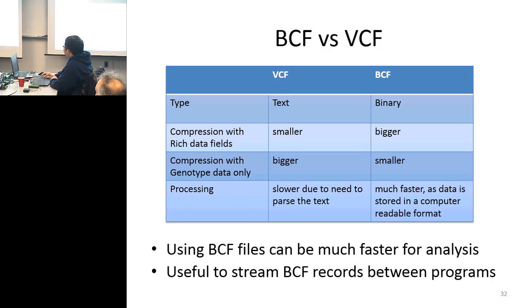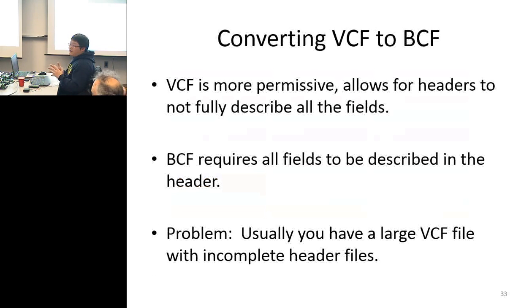One of the problems, and why I think people don't use BCF files in the first place, is that VCF files are actually more permissive. They allow headers not to fully describe the fields. BCF requires all the fields to be described, and that, I guess, is a bit of an impediment to people trying to move over to BCF. And I don't think they realize how useful it is at this point in time. Usually, you have very large VCF files with incomplete headers. So to do that, you need to write up your VCF file again with the correct headers. So you have to reproduce the entire thing.